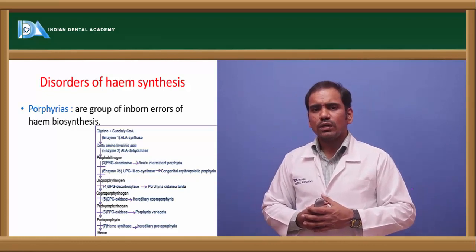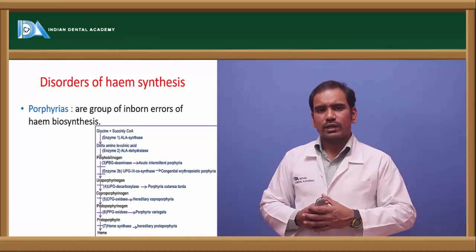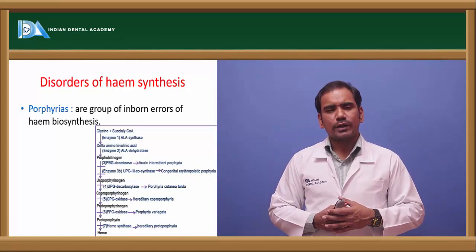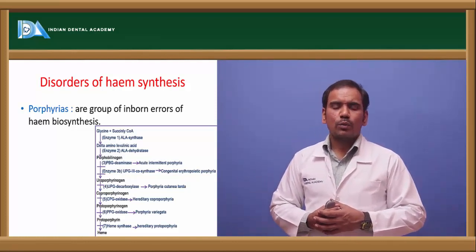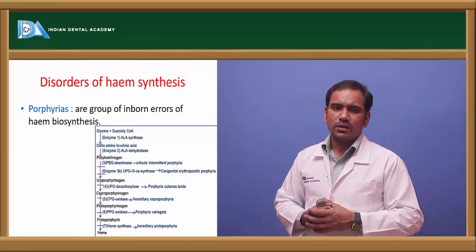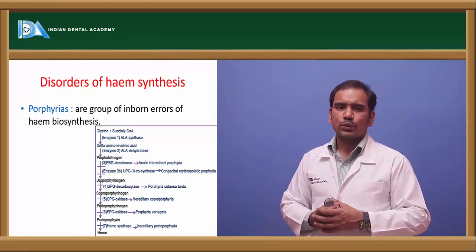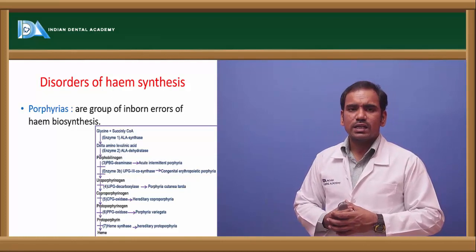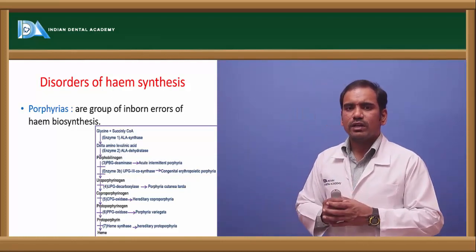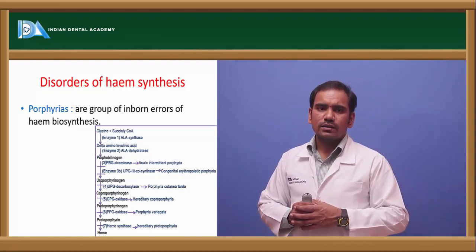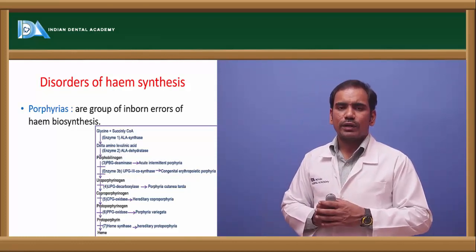Coming to the other type of porphyria, congenital erythropoietic porphyria, that is because of the deficiency of the enzyme uroporphyrinogen 3 co-synthase. Deficiency of this enzyme leads to a condition called congenital erythropoietic porphyria. This is mainly seen in the erythropoietic cells, so that's why it is called erythropoietic porphyria.